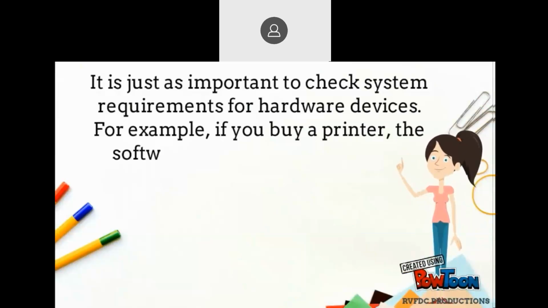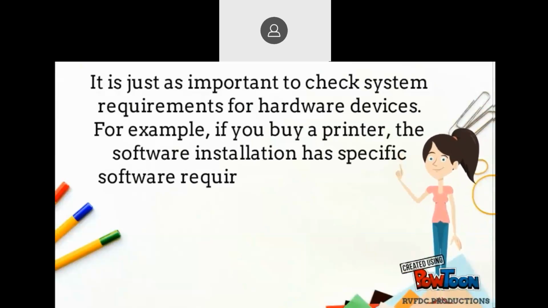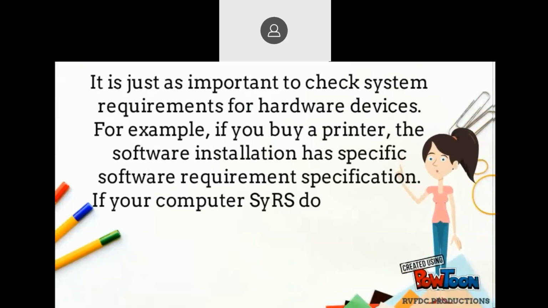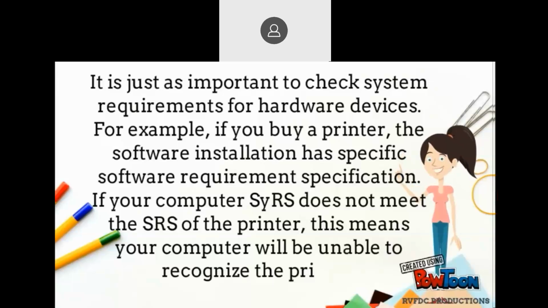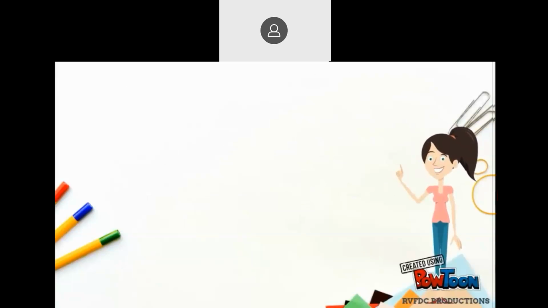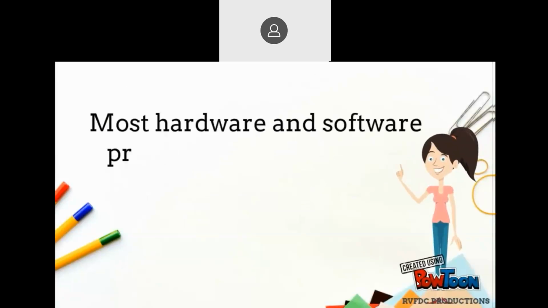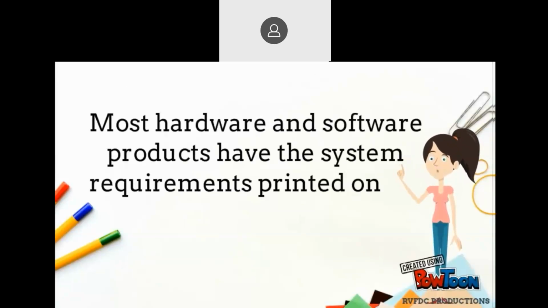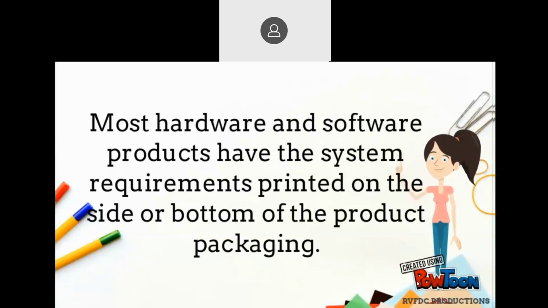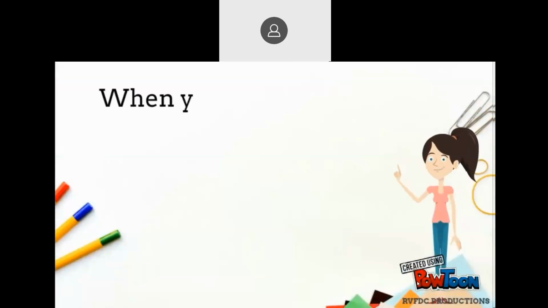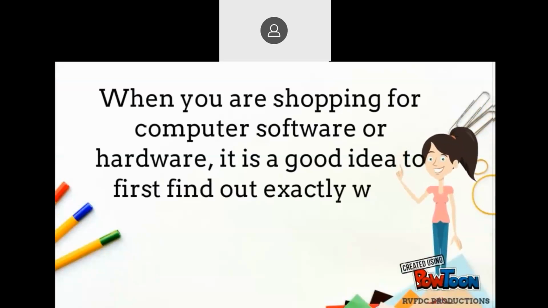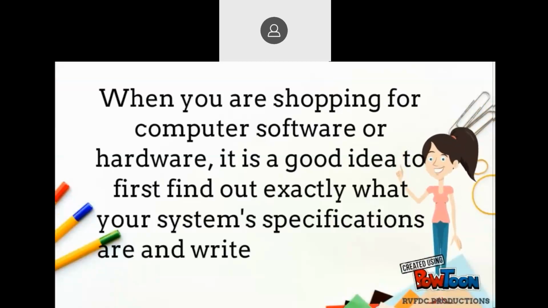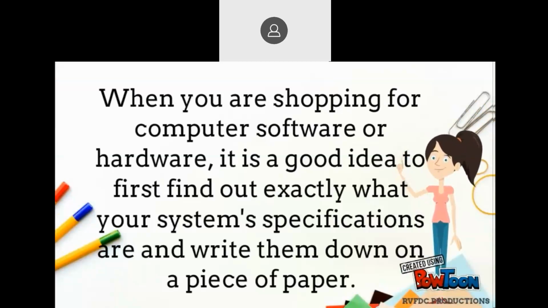For example, if you buy a printer, the software installation has a specific requirement specification. If your computer system does not meet the SRS of the printer, this means your computer will be unable to recognize the printer. Most hardware and software products have the system requirements printed on the side or bottom of the product packaging. When you are shopping for computer software or hardware, it is a good idea to first find out exactly what your system's specifications are and write them down on a piece of paper.